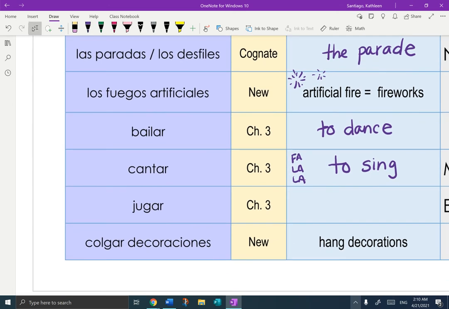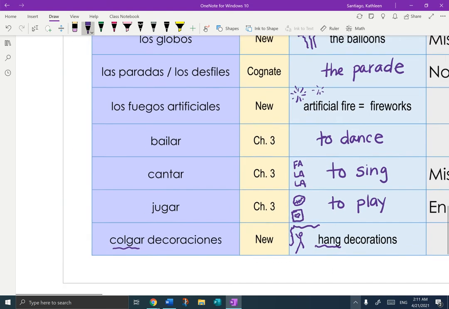Jugar, right? Jugar. And it doesn't have to be, okay, here's my version of a football. It doesn't have to be football, right? You could be jugar un juego de mesa, like Hungry Hungry Hippo, or you could be playing cards. There's an ace of hearts. Okay, so jugar, to play, a game or sport. Colgar decoraciones, a new word. Well, we already learned decoraciones, so now colgar is to hang. So that would be like a person actually hanging the decorations.